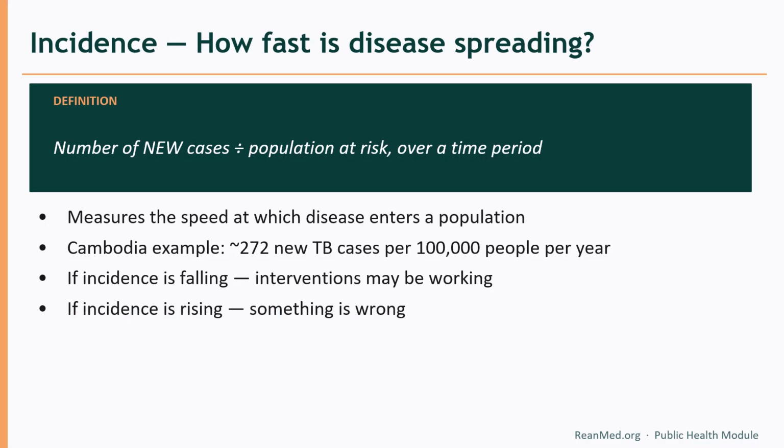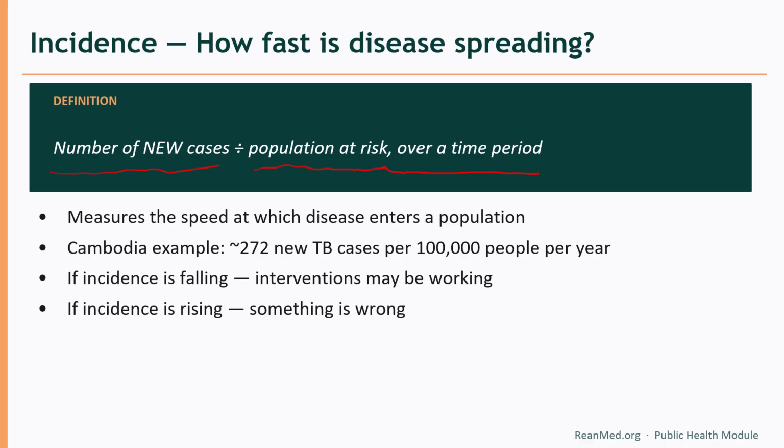On this slide, we are talking about our first statistic, incidence. Incidence helps us know how fast a disease is spreading. And the way you calculate incidence is actually quite simple. You just need two important numbers. The first is the number of new cases. And the second is the population that was at risk in a specific period of time.